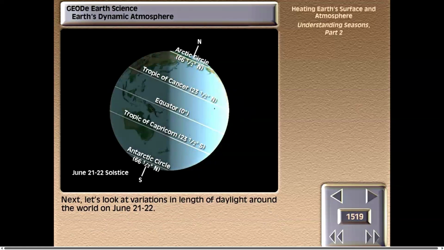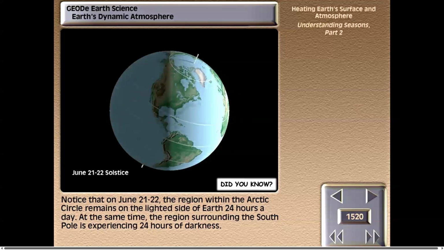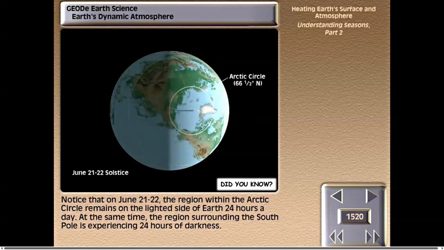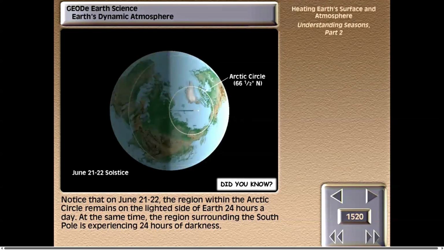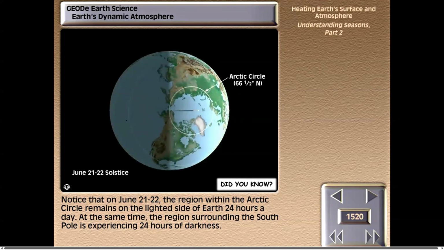Next, let's look at variations in length of daylight around the world on June 21st or 22nd. Notice that on June 21st or 22nd, the region within the Arctic Circle remains on the lighted side of Earth 24 hours a day. At the same time, the region surrounding the South Pole is experiencing 24 hours of darkness.